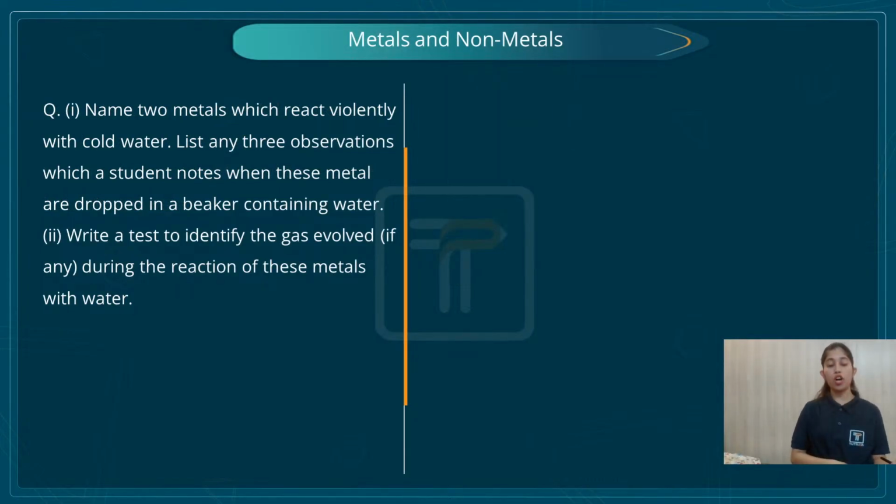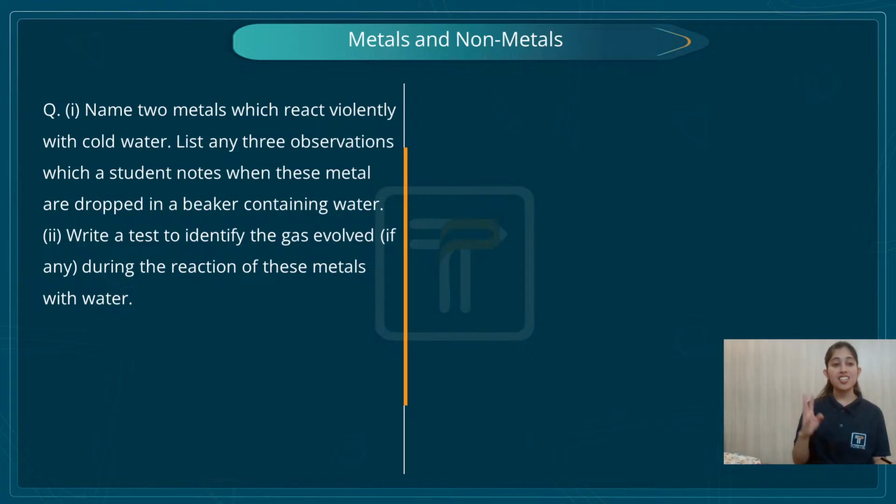Again, the question is from your metals and non-metals. Name two metals which react violently with cold water. Now you should have this idea. This is very common and I am expecting answers from your side. So what is the answer? What are going to be those two metals? Tell me. Yes, students. What is going to be the answer? Come on, this is quite simple. You should know this much, brother. You have done the experiment in the laboratory.